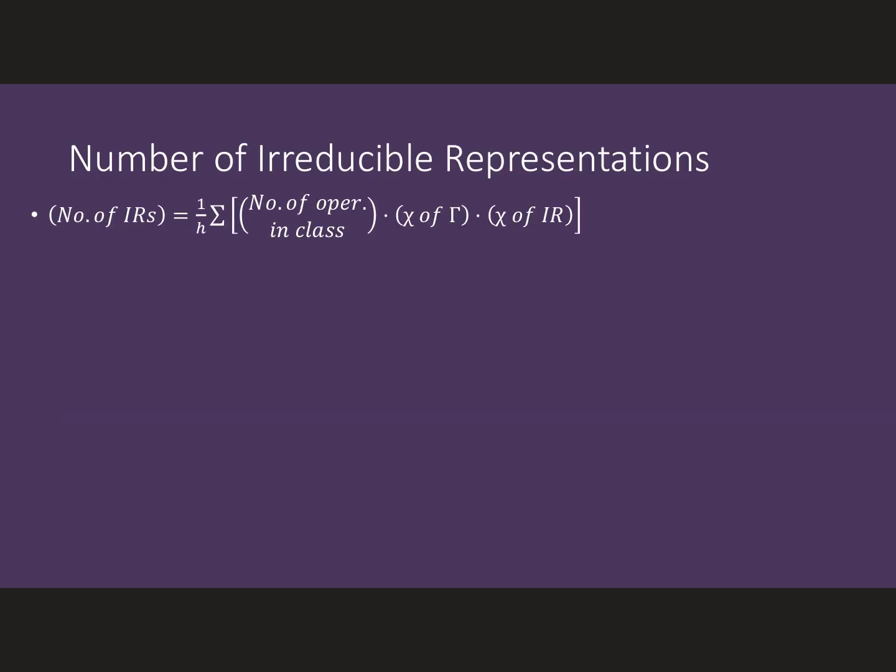Reducing a representation to its irreducible components looks a little bit more complicated than it is. If we want to find out the number of irreducible representations that we have for a particular symmetry label, for example, A1, we have an equation: 1 over h times the sum of the number of operations in each class times the character of the representation times the character of the irreducible representation. When we think about this, h is our group order. In the case of C2V, we said it had an order of 4. So let's see how this math actually works out when we put all of it together.